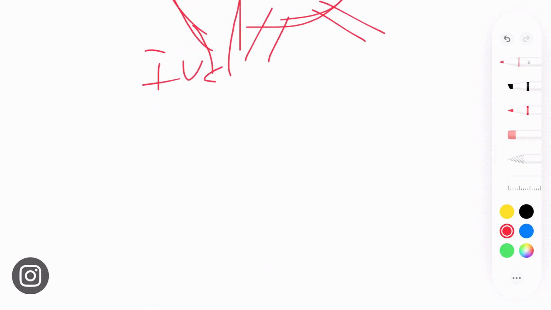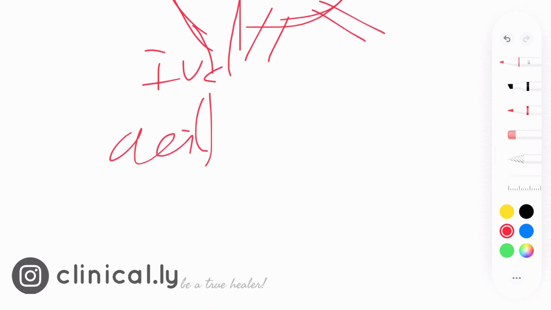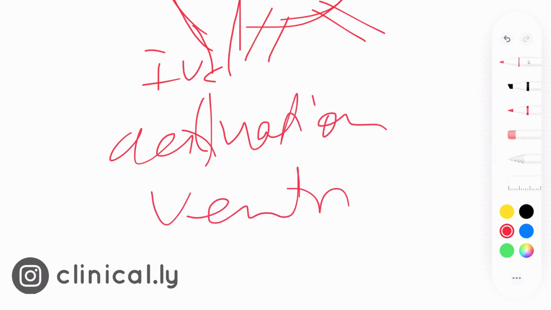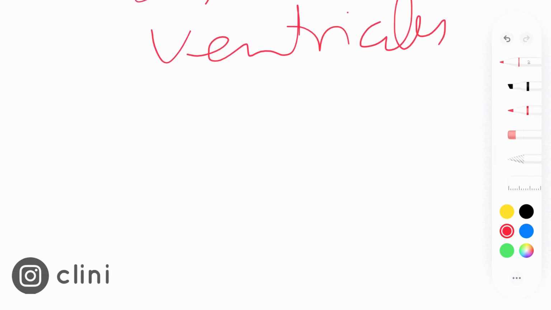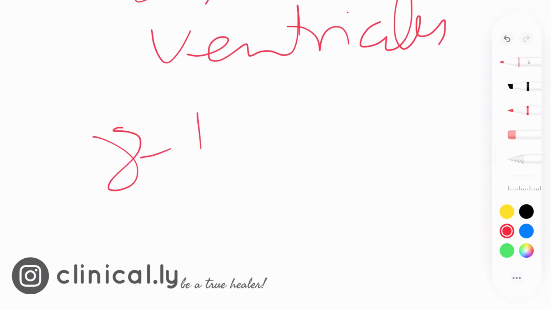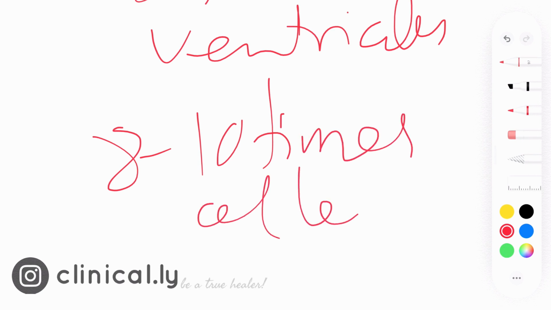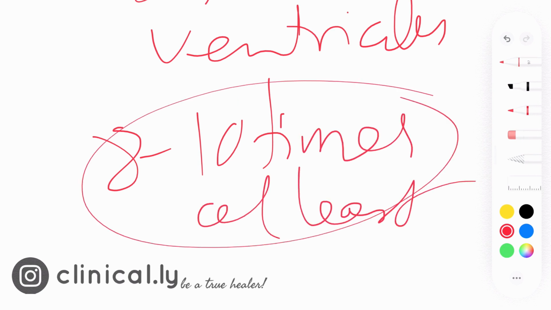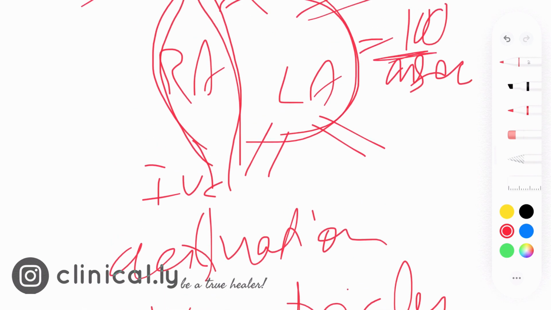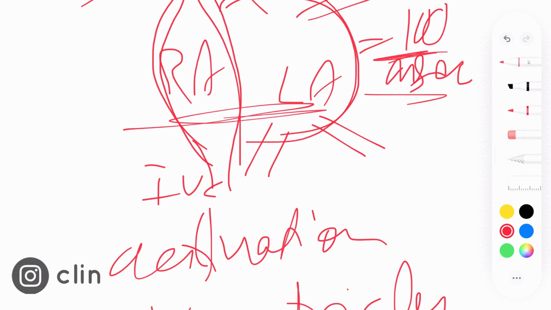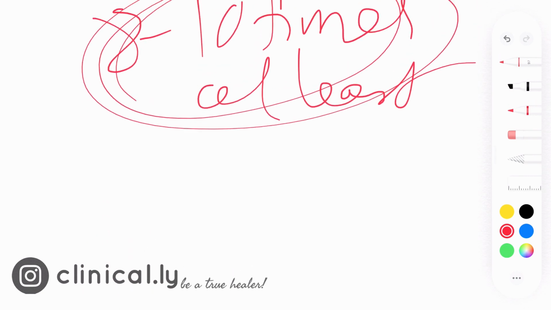So how much time will it take for the activation of the ventricle? Now do think about it. Ventricles being such thick chambers, one would imagine it would take at least 8 to 10 times more than the atria for their activation.